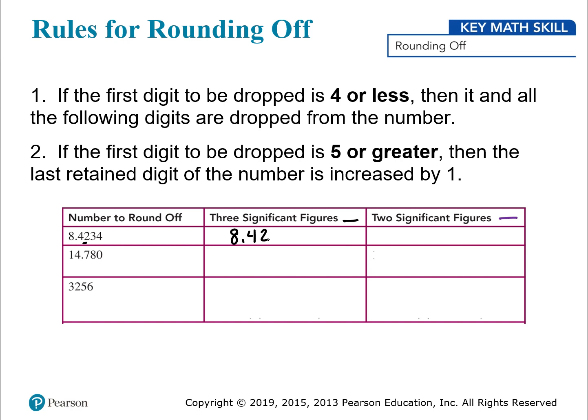Second number, 14.780. 3 sig figs. That means we're looking at the 7. That's our last retained digit. Next to it, there's an 8. 8 is 5 or greater, so we're going to increase that 7 to an 8. And our rounded number is 14.8.